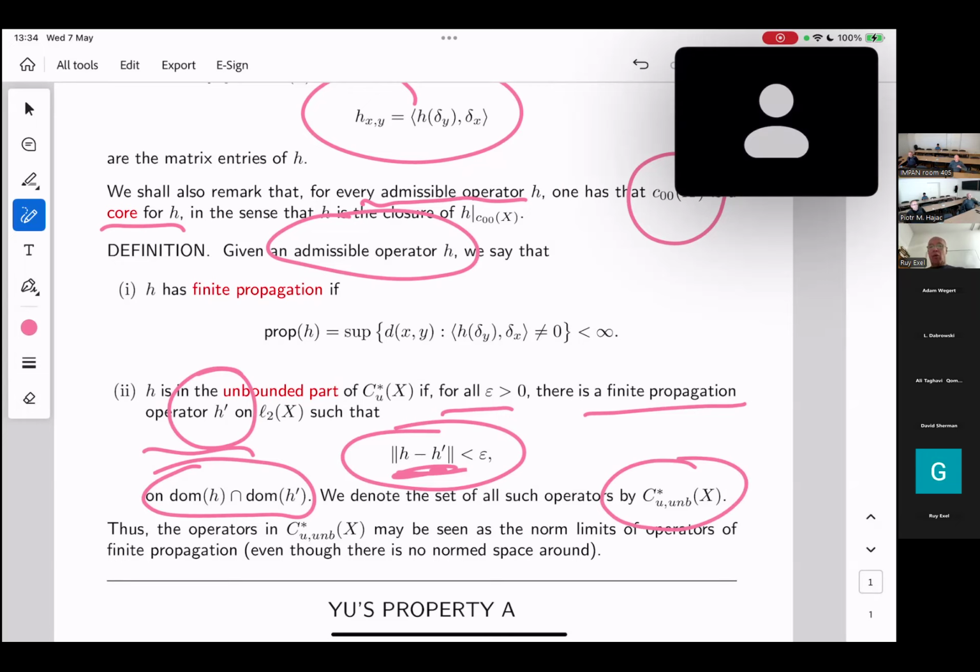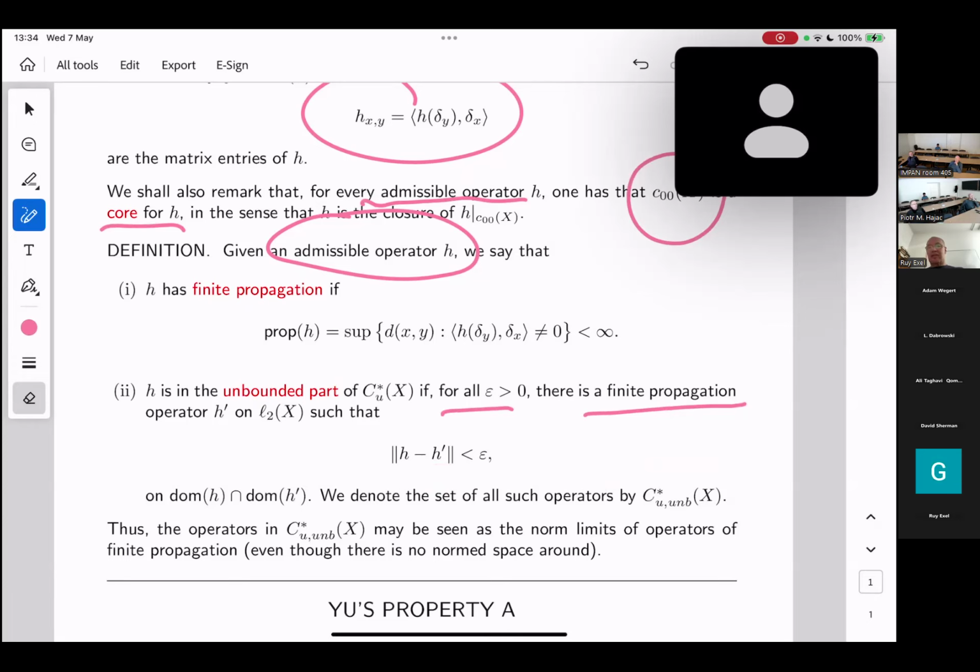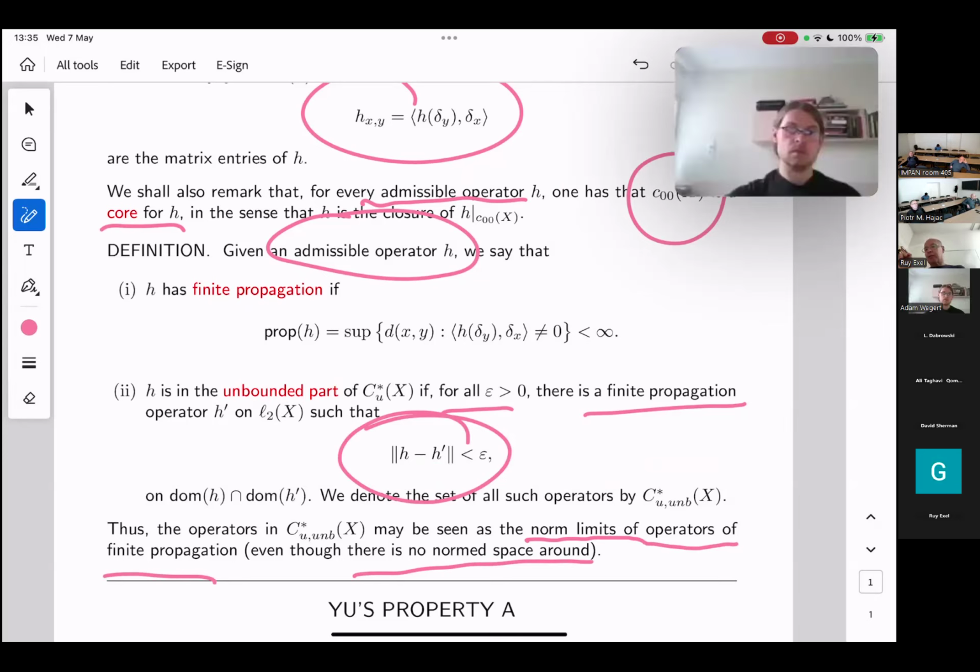So one interesting point of view is that this set is formed by the norm limits of unbounded operators with finite propagation. Now, there is no norm space around. I mean, unbounded operators do not have a norm, but since we are using this norm in a very specific way, we can view those operators as being the norm limits of finite propagation operators.